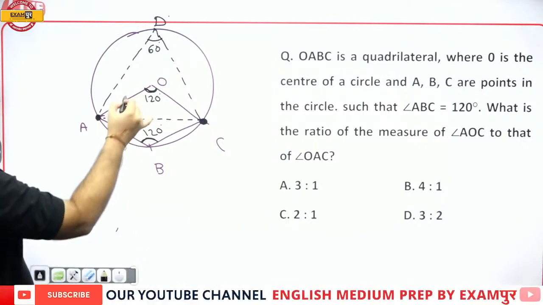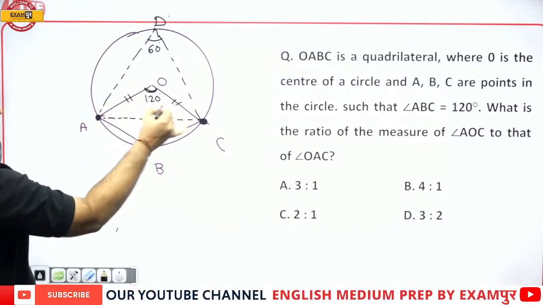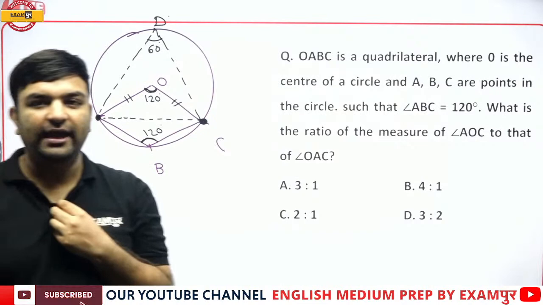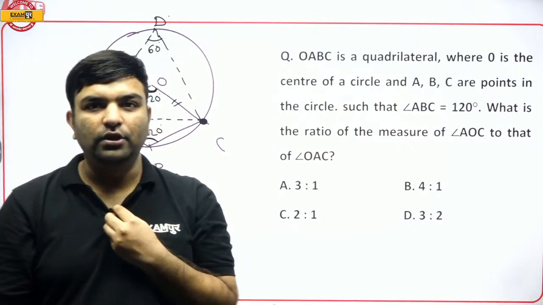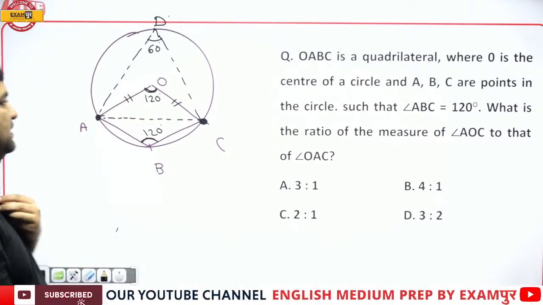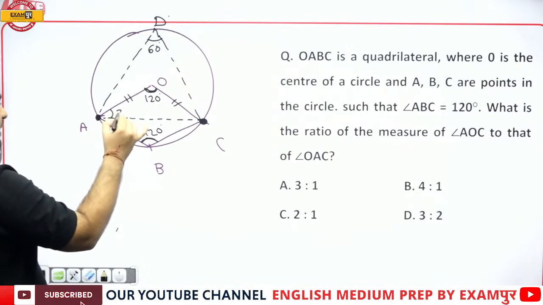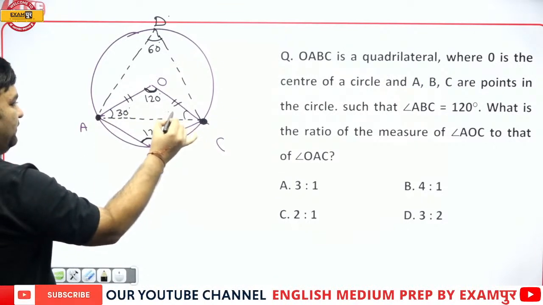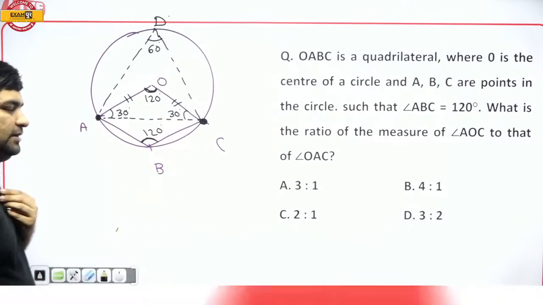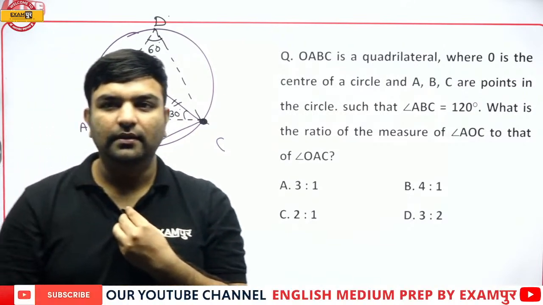Now, this is radius, this is radius. After 120, only 60 angle is remaining. Divide into two equal parts, 30 each.